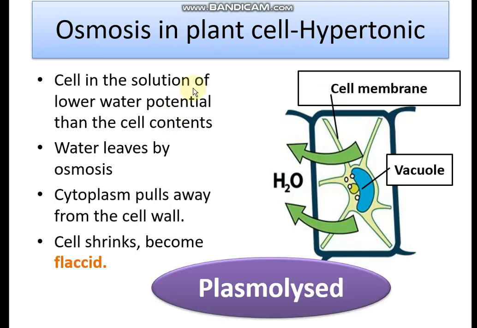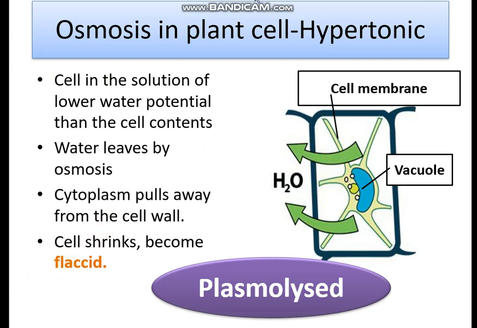Now moving on to the last condition, which is hypertonic condition. Hyper means more, which means that there is more solute outside and less water outside. The cell is in the solution of lower water potential than the cell contents. This cell has higher water potential. So water will leave the cell by osmosis, and when water leaves the cell, the cytoplasm will shrink. The cell will shrink, and this condition is called flaccid.